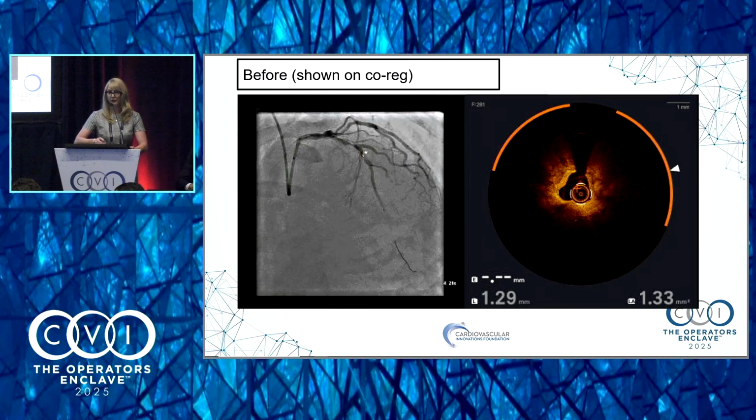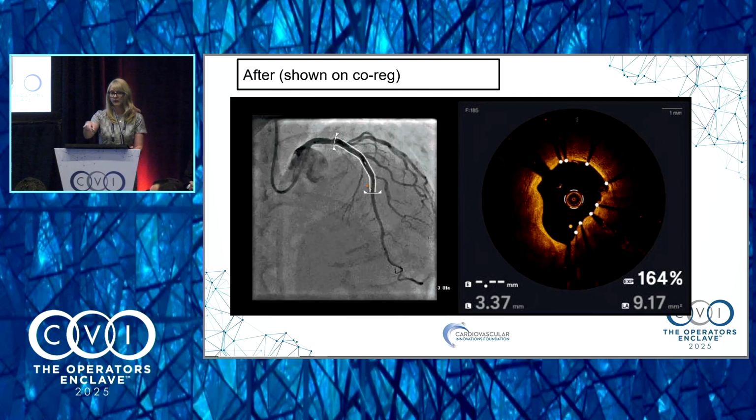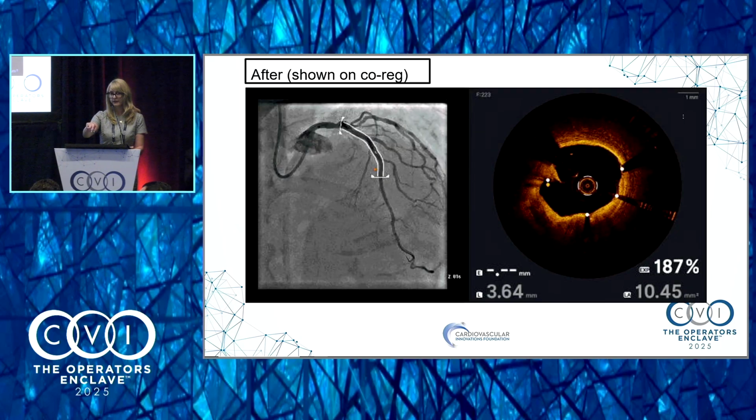And this is just to show you that I'm not making this up. So this is with actual co-registration. So you can see my co-registered marker right within that lesion and what the lesion looked like initially prior to any intervention versus the post images with co-registration throughout that disease segment.